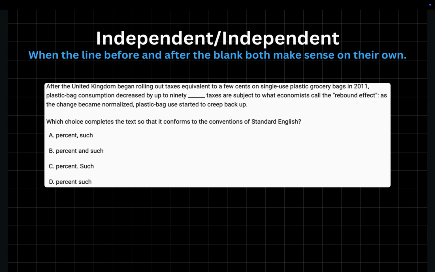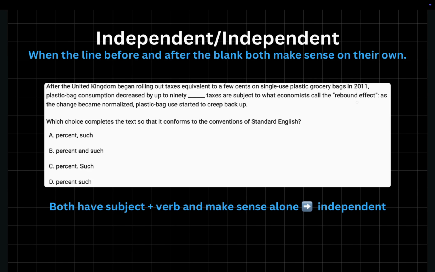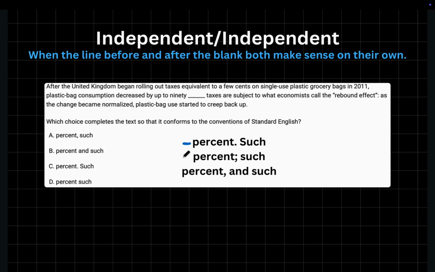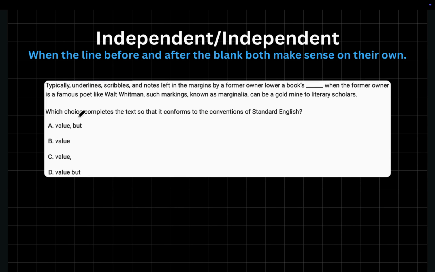Yes, it does. Okay, so since both the lines before and after the blank make sense on their own, then the question is in the independent format. And we have three options to choose from: percent period such, percent semicolon such, percent comma and such. In this case, we can see that choice C is correct because it uses a period. Now, moving on to the last independent question.